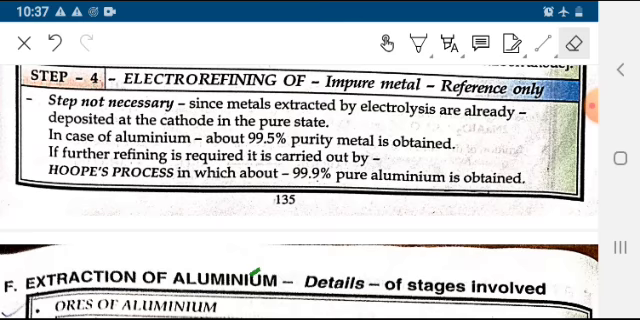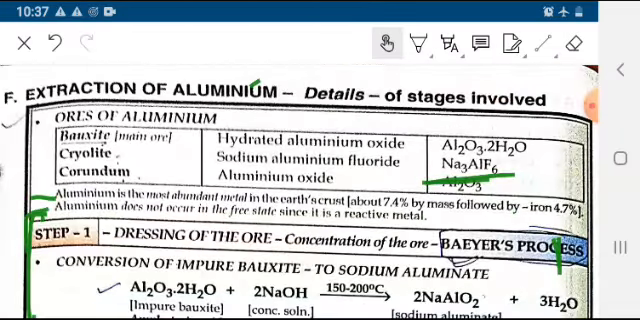Now we have to discuss the extraction of aluminium in a detailed process, and we will be discussing it in our third lecture, that is, extraction of aluminium in detail.